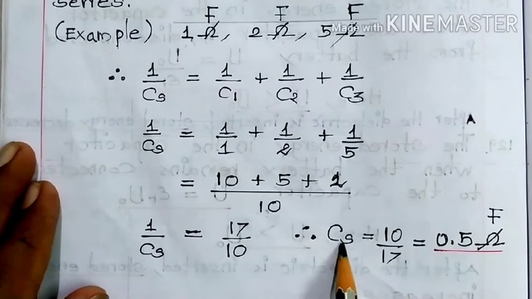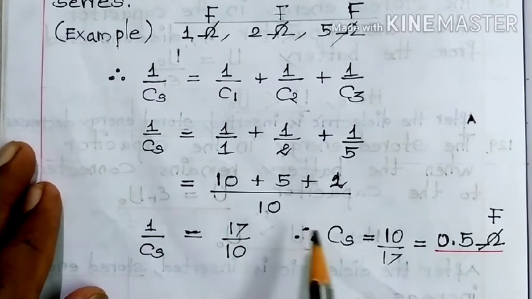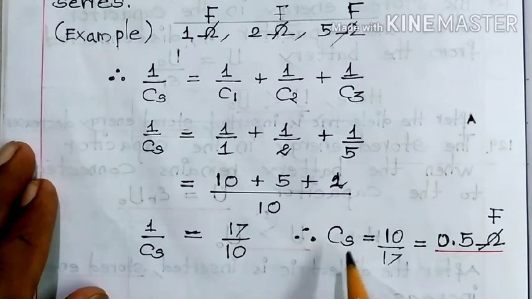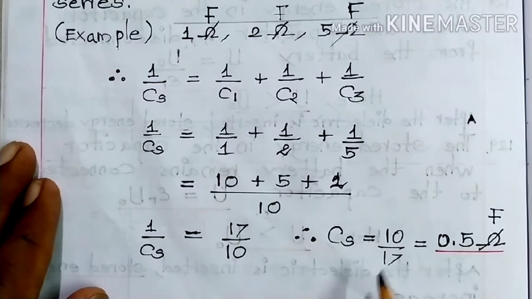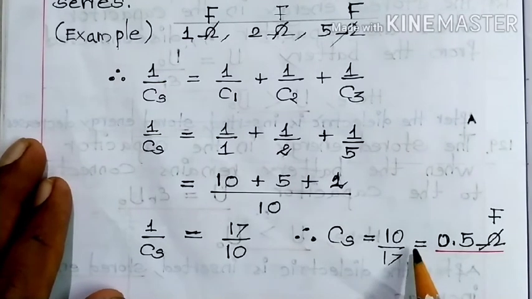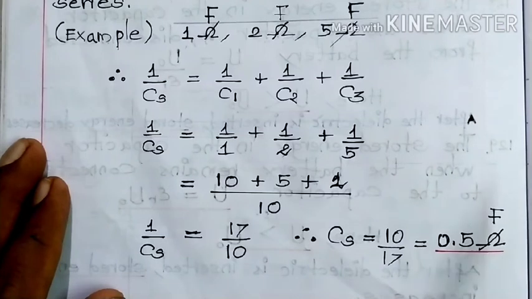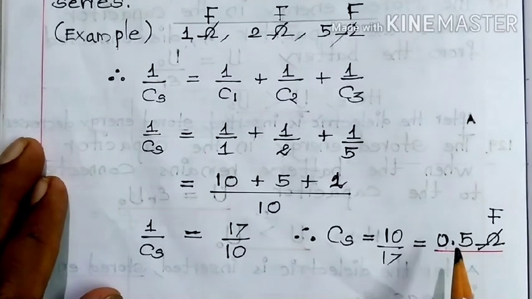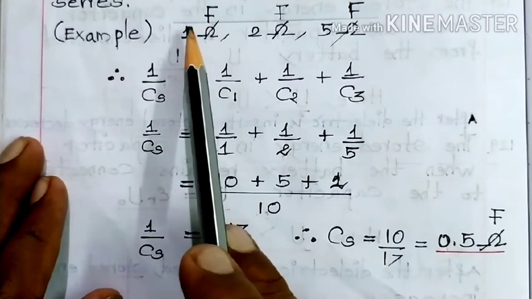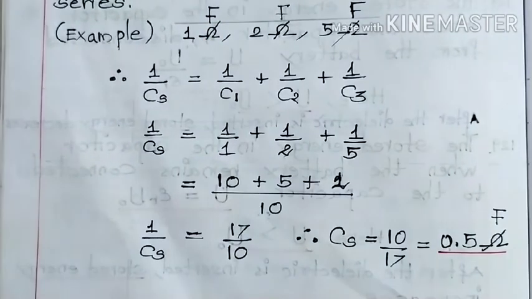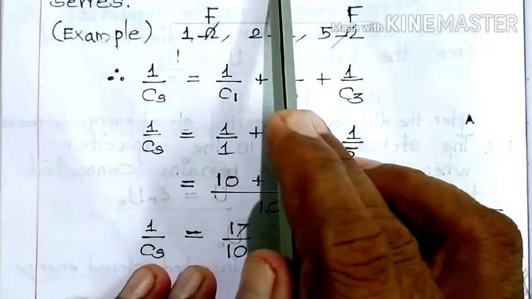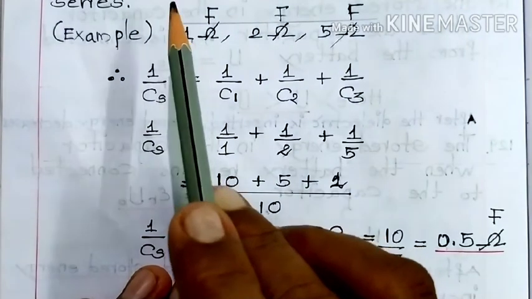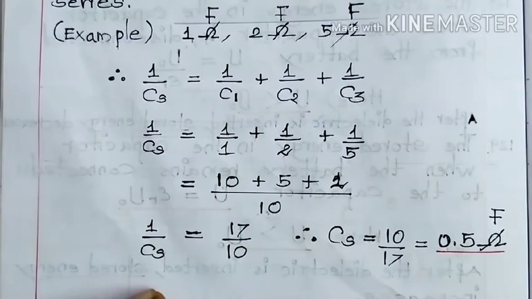Then what about C_s? C_s is nothing but the reciprocal of 1 by C_s. So the reciprocal of 17 by 10 is 10 by 17. Now if you divide it and see, the answer will come approximately 0.59 farad. So this is less than the smallest one, that is 1 farad. So in series connection, the equivalent capacitance is always less than the smallest individual capacitance in the series.